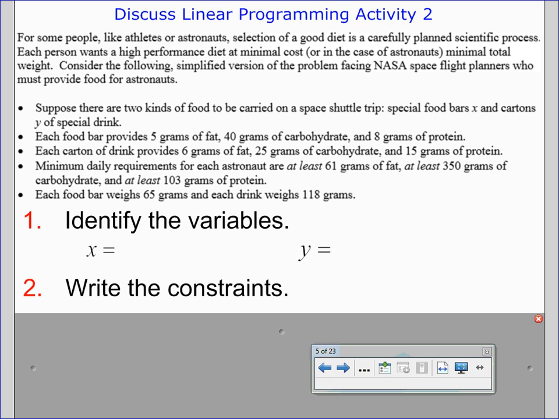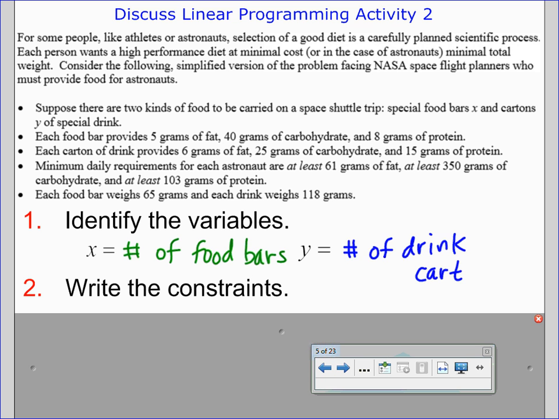This was the astronaut question where we had to determine the optimal combination of food bars and drink cartons that would make sure you keep your astronaut healthy and alive, right? And so we could let x be the number of food bars you're going to bring into space, and we could let y equal the number of drink cartons. We then have a grams of fat constraint, a grams of carbohydrate constraint, and a grams of protein constraint.